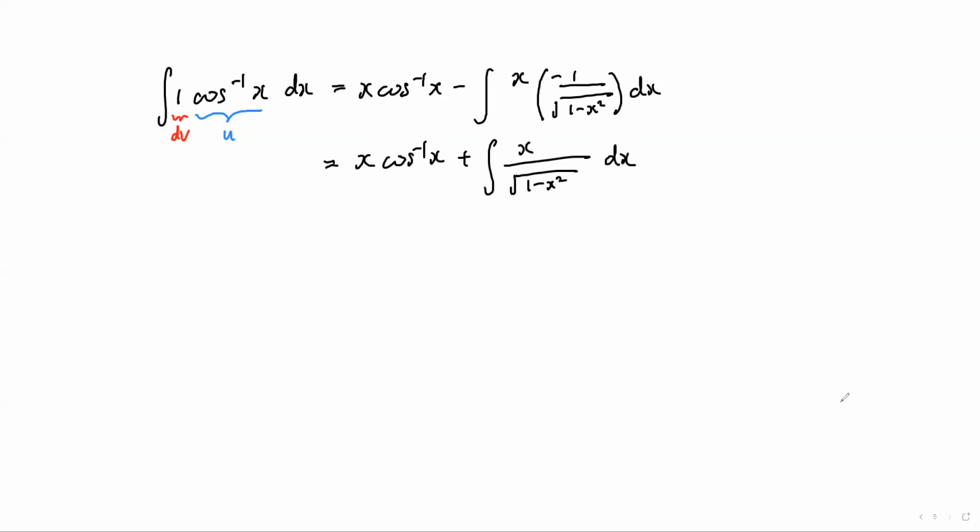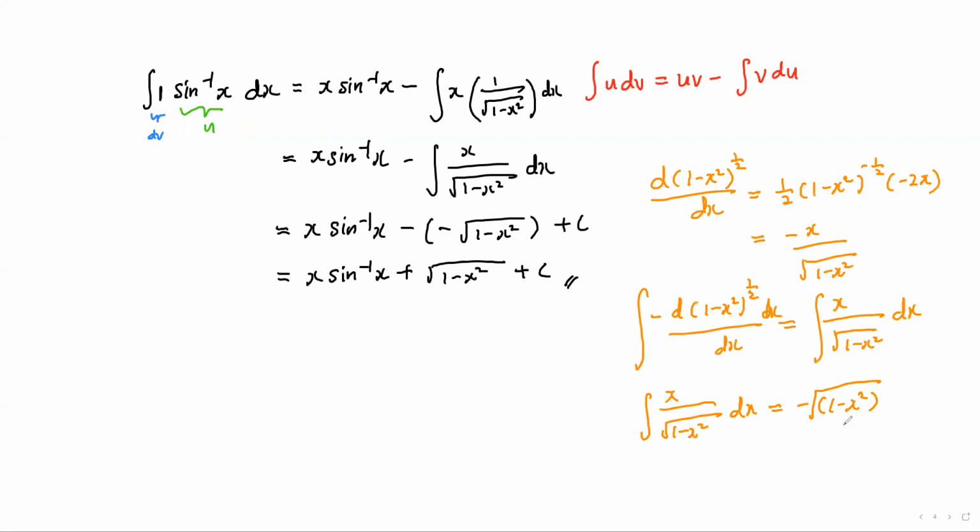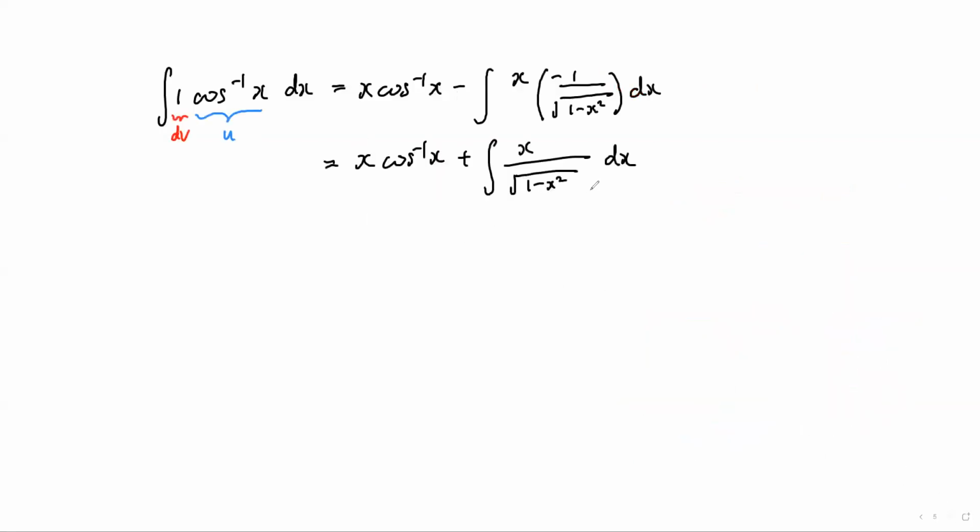So if you recall earlier, let's go back to what we had earlier. When you integrate this, you get this: negative of square root 1 minus x squared. So let's rewrite this nicely. So this is x cosine inverse x minus square root of 1 minus x squared plus c. So that will be our integral for cosine inverse x.